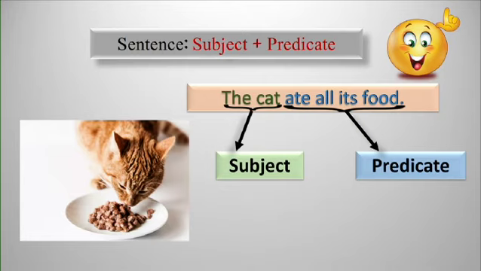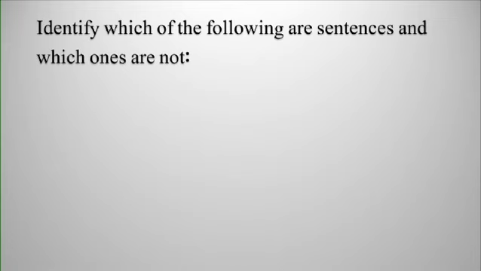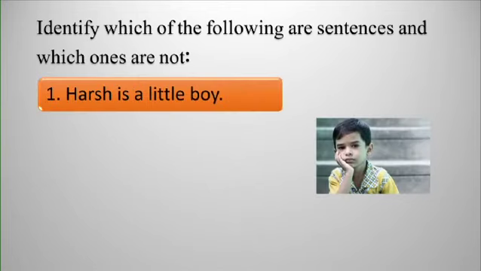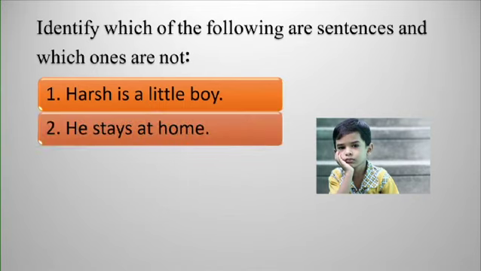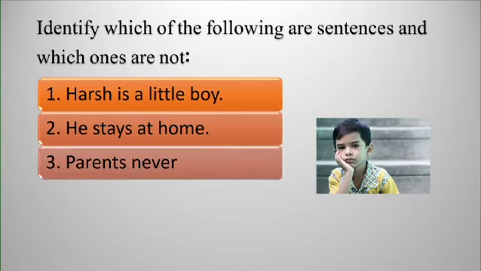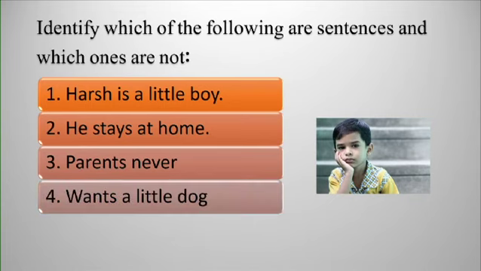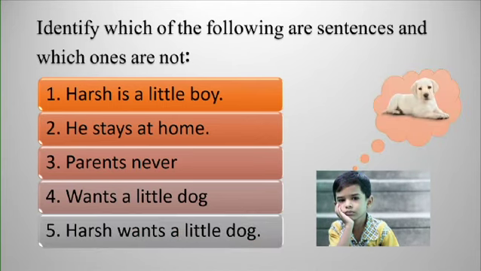Now, an activity for you. Identify which of the following are sentences and which ones are not. Harsh is a little boy. He stays at home. Parents never. Wants a little dog. Harsh wants a little dog.